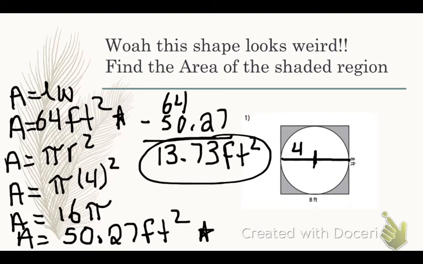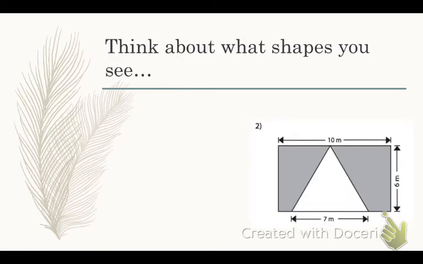All right, that one wasn't too bad, so let's move on to another example. Again, I see two shapes. I see a triangle and a rectangle. So we're, again, finding the area of that rectangle, and we're taking out that triangle.